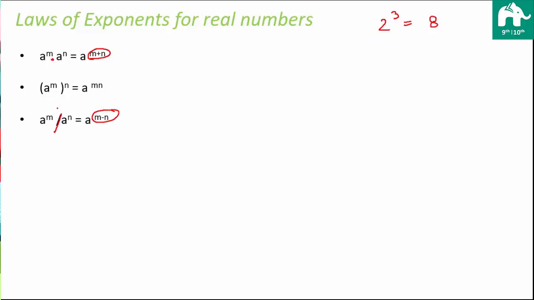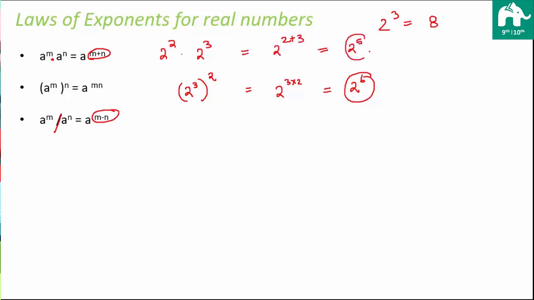A simple way to remember: a to the power m to the power n is equal to a to the power mn. Let's say 2 to the power 3 to the power 2. That actually means 2 to the power 3 into 2, that is 2 to the power 6. If you have 2 to the power 2 into 2 to the power 3, that is actually 2 to the power 2 plus 3, that is 2 to the power 5. If you have 2 to the power 3 divided by 2 to the power 2, that is equal to 2 to the power 3 minus 2, which is equal to 2 to the power 1.